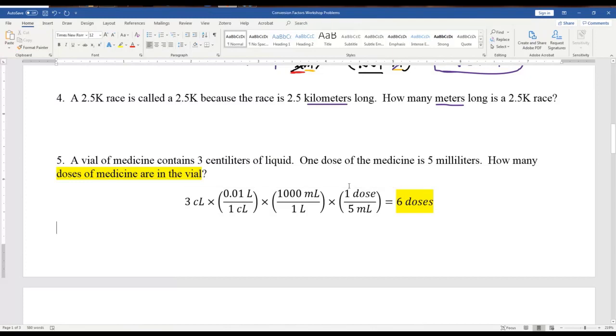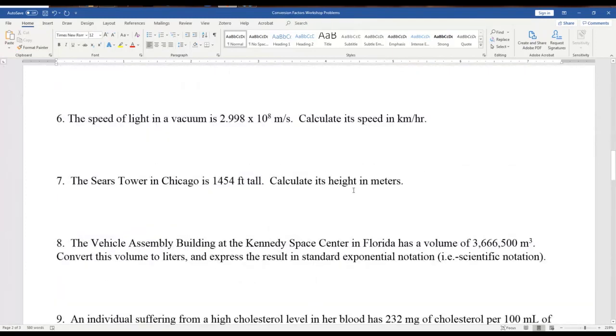Bam. All right, let's take a look. Now, let's say you have something that's a little bit weird, like this combination unit. Speed of light in a vacuum is 2.998 times 10 to the 8th meters per second. Calculate speed in kilometers per hour. So every now and then, in rare cases, you'll be given a combination unit. You'll be given a fractional unit to convert. And you can still do this.